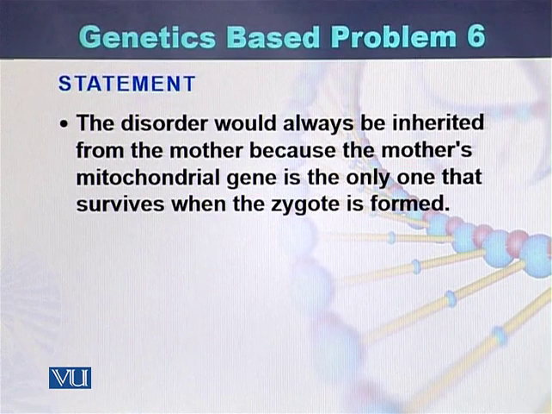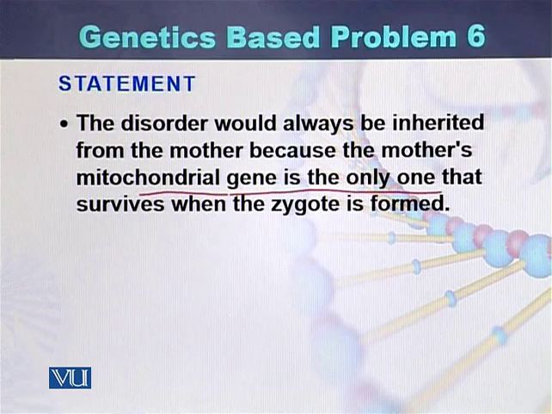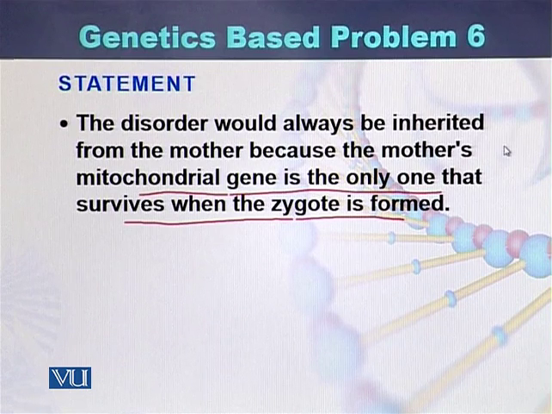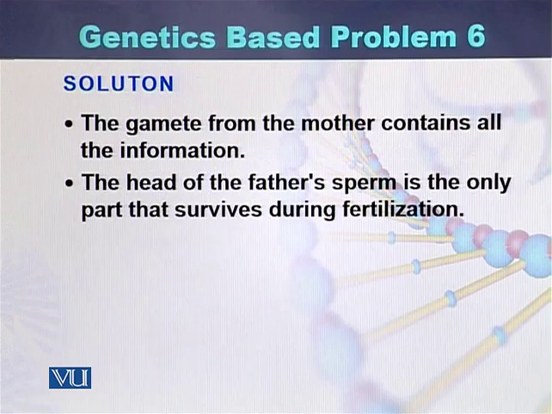The disorder would always be inherited from mothers, because we know that the mother's mitochondrial genes are the only ones that survive when the zygote is formed. During the fertilization process, the sperm fertilizes the egg, and during this process the mitochondrial DNA which is present in the sperm will not enter into the egg. So this is the background of this information.